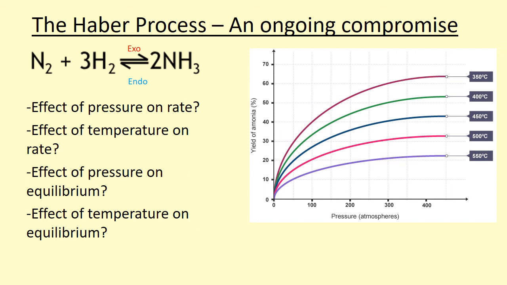Now temperature. In this reaction, the forward reaction is exothermic, the reverse reaction is endothermic. An increase in temperature favours the endothermic side of the reaction. So that means if we increase the temperature, even though it increases the rate of reaction, we're going to make more nitrogen and hydrogen than we are ammonia. And if we look at our graph, we can see that our highest yields are at the lower temperatures.